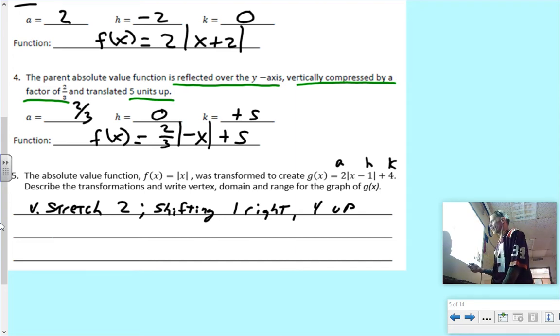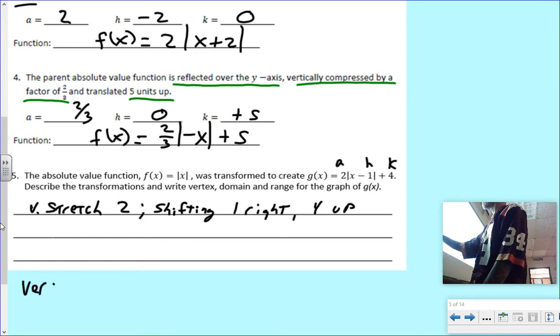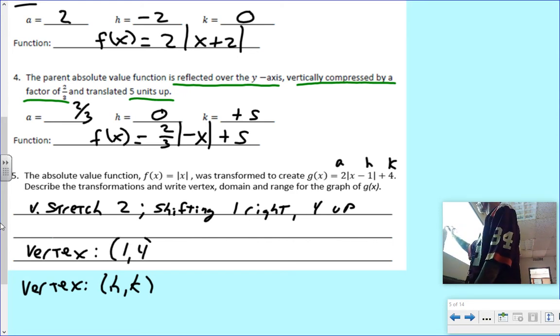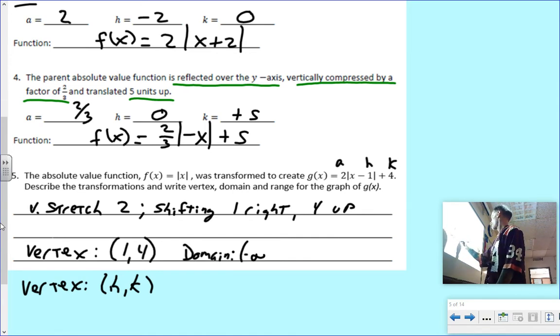Now, as far as your vertex, I'm going to give you a hint here. The vertex is always going to be H comma K. So once you know your H and your K, that's going to be your vertex. So my vertex in this case, remember I'm going right 1, up 4, so it's going to be 1 comma 4. We said a second ago, remember domain is never going to change. It's always going to be all real numbers, negative infinity to infinity.